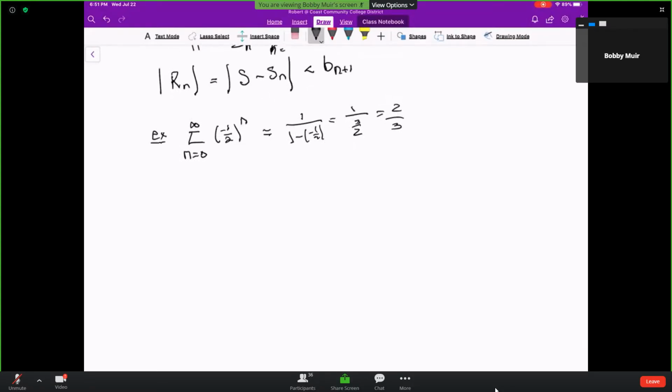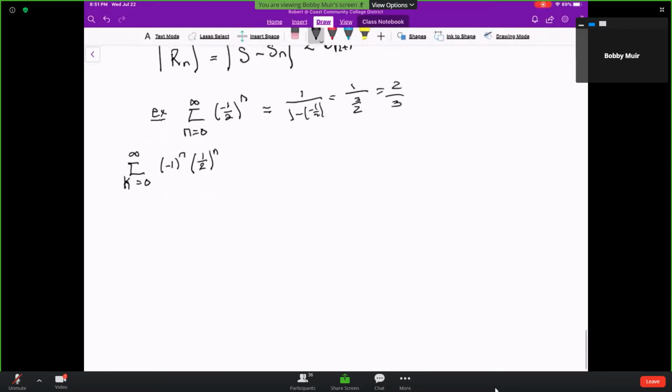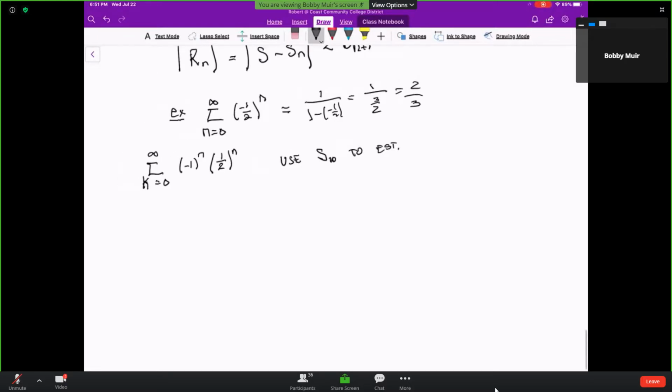Okay. So what I'm trying to do here is verify the result. All right, so my series is the sum from n equals 0 to infinity of -1 to the n, 1/2 to the n. Okay, now let's say I want to use S10 to estimate this number, to estimate 2/3.